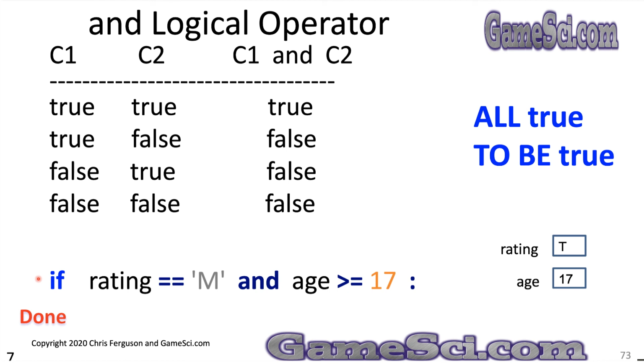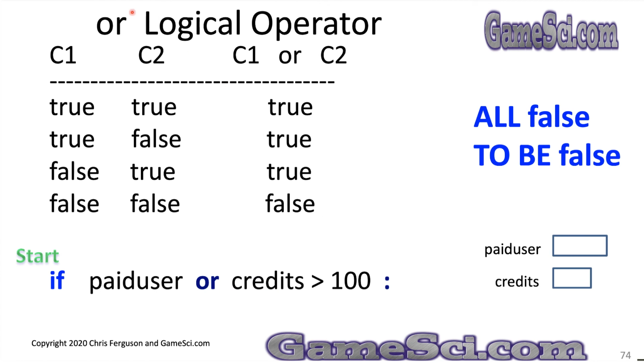Pay attention to the truth table. The AND logical operator means all true to be true. All inputs to an AND have to be true for the result to be true. If any one of the inputs is false, then the AND logical operator will return a false.